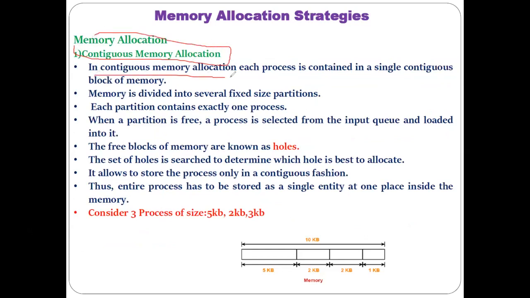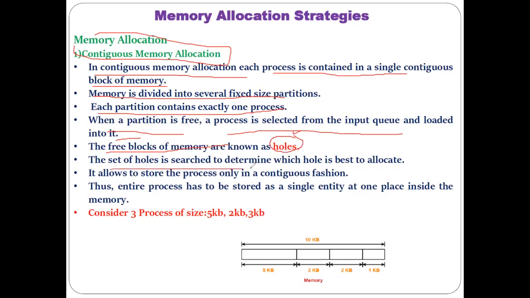In contiguous memory allocation, each process is contained in a single contiguous block of memory. Memory is divided into several fixed size partitions. Each partition contains exactly one process. When a partition is free, a process is selected from the input queue and loaded into it. The free blocks of memory are referred to as holes or cells, as I already told you. The set of holes is searched to determine which holes are best to be allocated and which holes are empty.